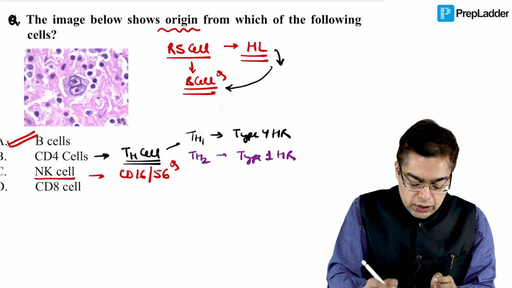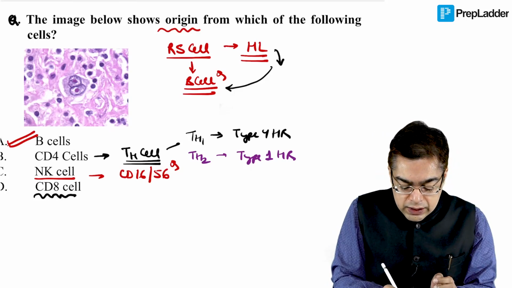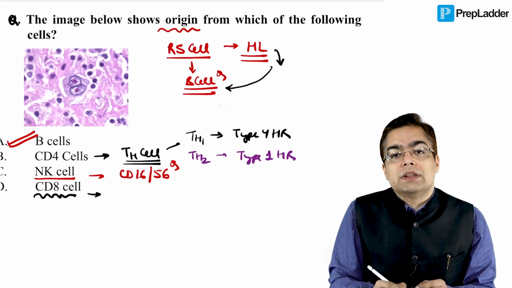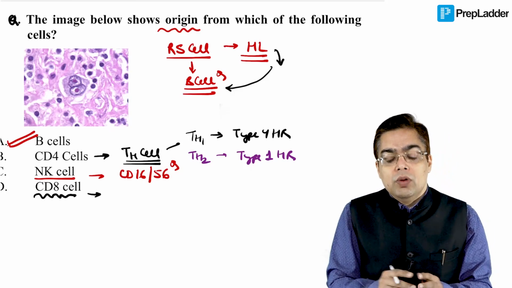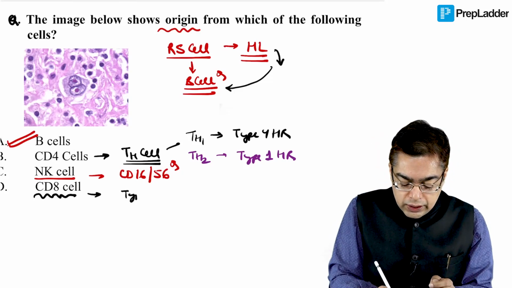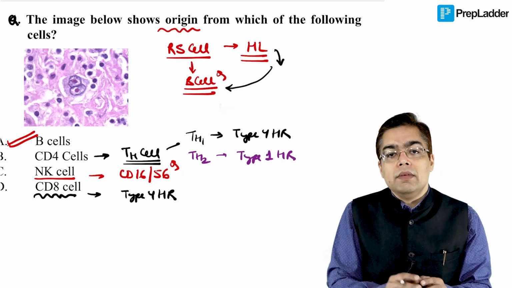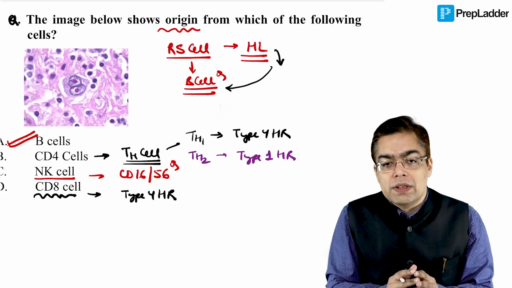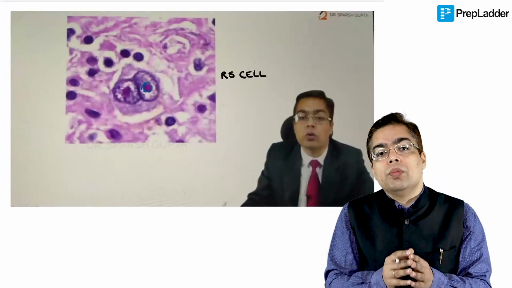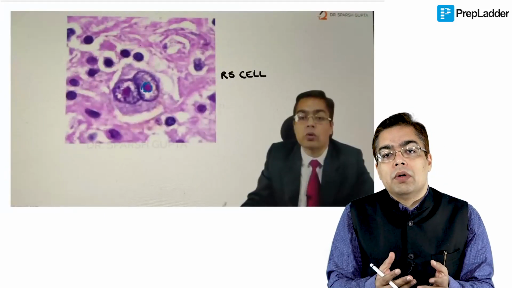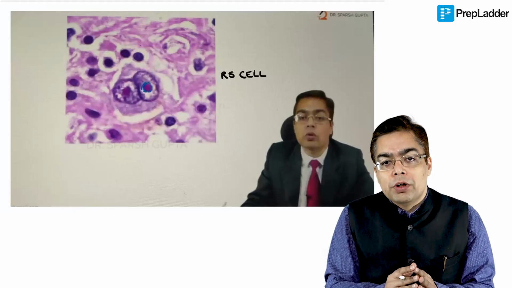Option D is the CD8 T cell, which is an example of the cytotoxic T cell, a cell which is also important in the pathogenesis of type 4 hypersensitivity reaction. So what we understand and learn from this question is that the questions in the exam are going to be asked from the topics that we are talking about in the app, the high-yield content for you time and again.